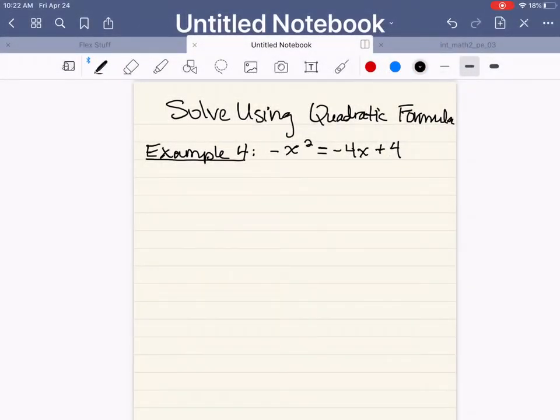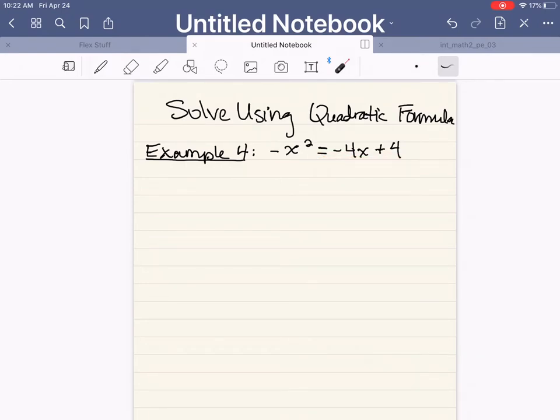So this example is, I think, the last one I'm going to show you guys. We're going to solve this one using the quadratic formula. The first thing that we check for is that it's equal to 0. As you can see, it's equal to negative 4x plus 4, which is not 0.